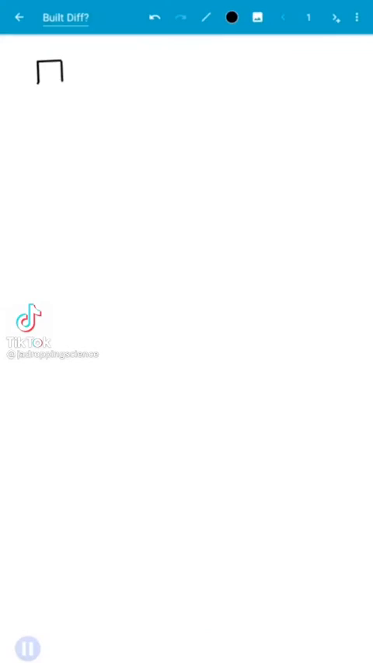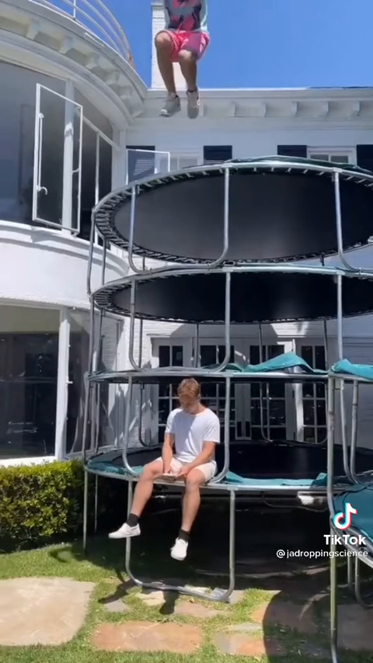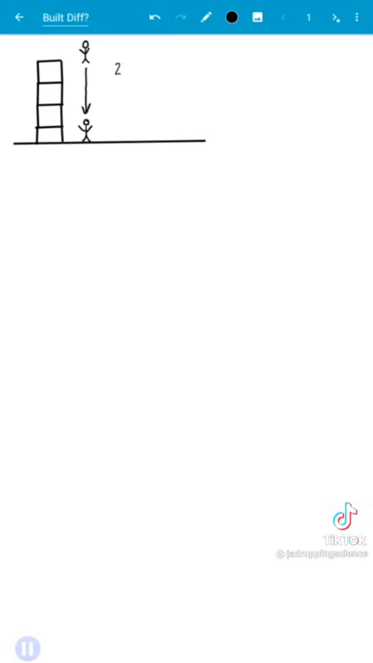Built different. Alright, let's do a bit of fact checking to see if he's actually built different or if the average human could do the same. There's two parts we need to measure. First, he falls for 23 frames and then his body absorbs the impact in 7 frames. So how long was he falling for?